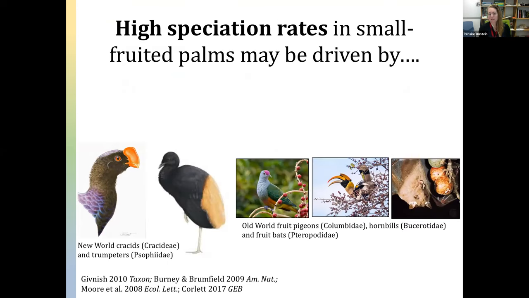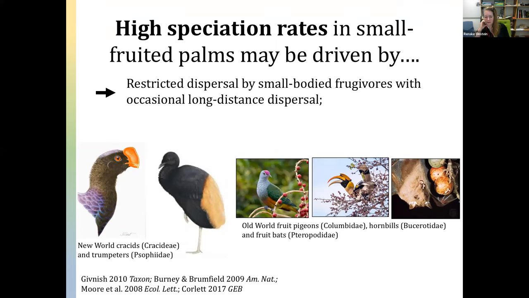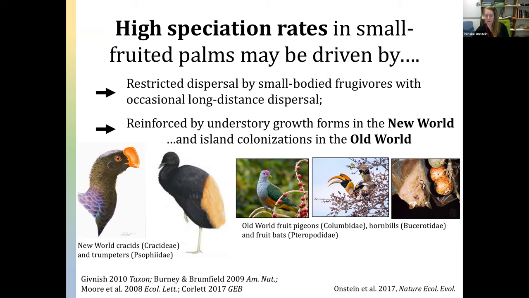So from this, we see that there's an interaction with different traits. We see that high speciation rates can occur when you evolve small fruits. And we think this is linked to the restricted dispersal behavior, right, of these small-bodied frugivores with occasional long-distance dispersal to establish new populations. But it's not just fruit size. It's an interaction with an understory growth form, but only in New World palms, and these island colonizations, but only in Old World palms. And we think that these differences between New World and Old World are linked to the different dispersal guilds that have evolved in these parts of the world.